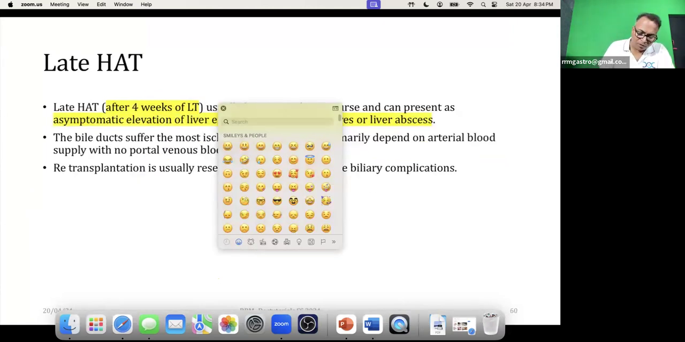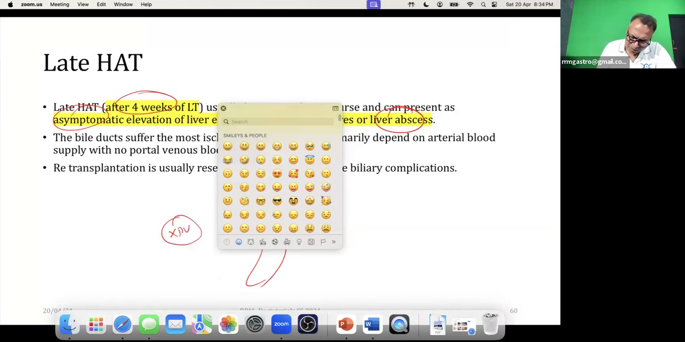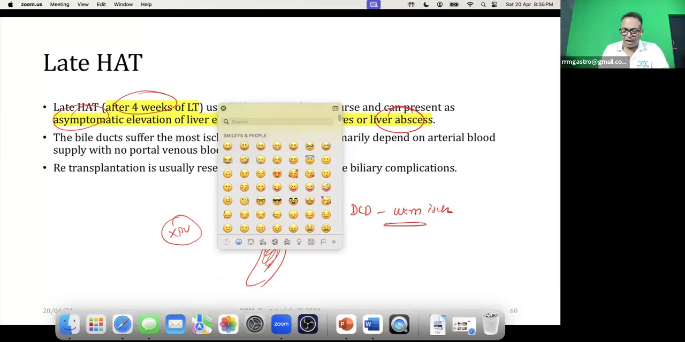Late is one which happens after 4 weeks. It is asymptomatic, so no need to worry. It is because of bile duct strictures and liver abscess. This is because of the ischemic insult. All of you know very well, bile duct is supplied only by hepatic artery, no portal venous supply. So when bile ducts have a poor blood supply, like in DCD donors who had a warm ischemia, those patients will develop hepatic artery thrombosis late, and because of the thrombosis, the bile ducts will develop stricture, abscess, etc. Sometimes you can do dilatation, sometimes you need transplantation for these patients.